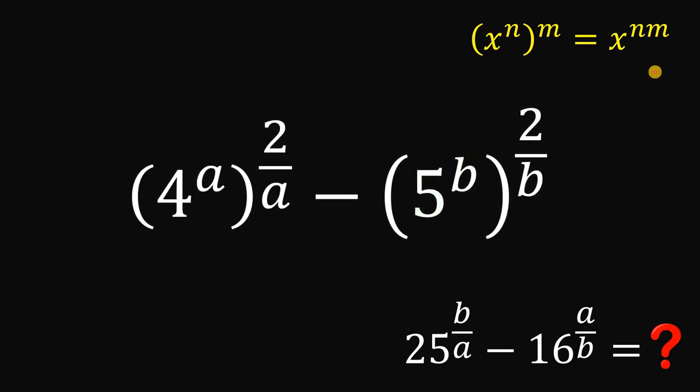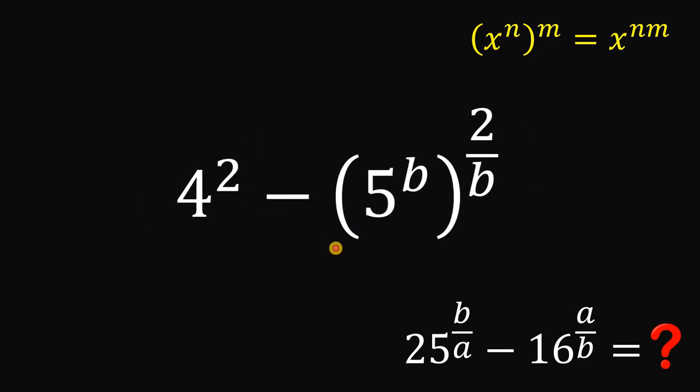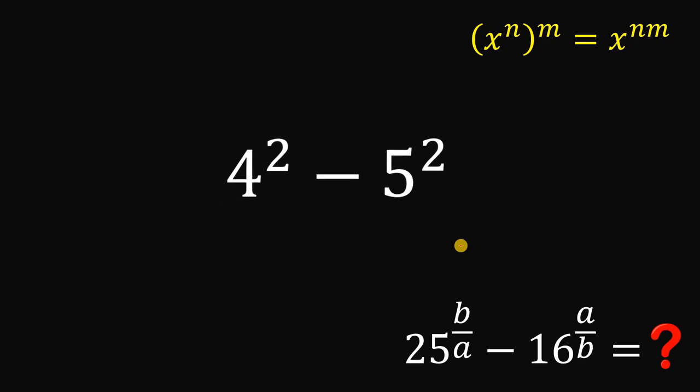And again, we will apply this law of exponent. If we have x raised to n raised to the power of m, it can be written as x raised to the power of n times m. So we have 4 raised to a raised to the power of 2 over a. We can multiply this a to 2 over a, and the a's cancel out. So this expression can be written as 4 raised to the power of 2. Similarly, 5 raised to b raised to 2 over b can be written as 5 raised to the second power.